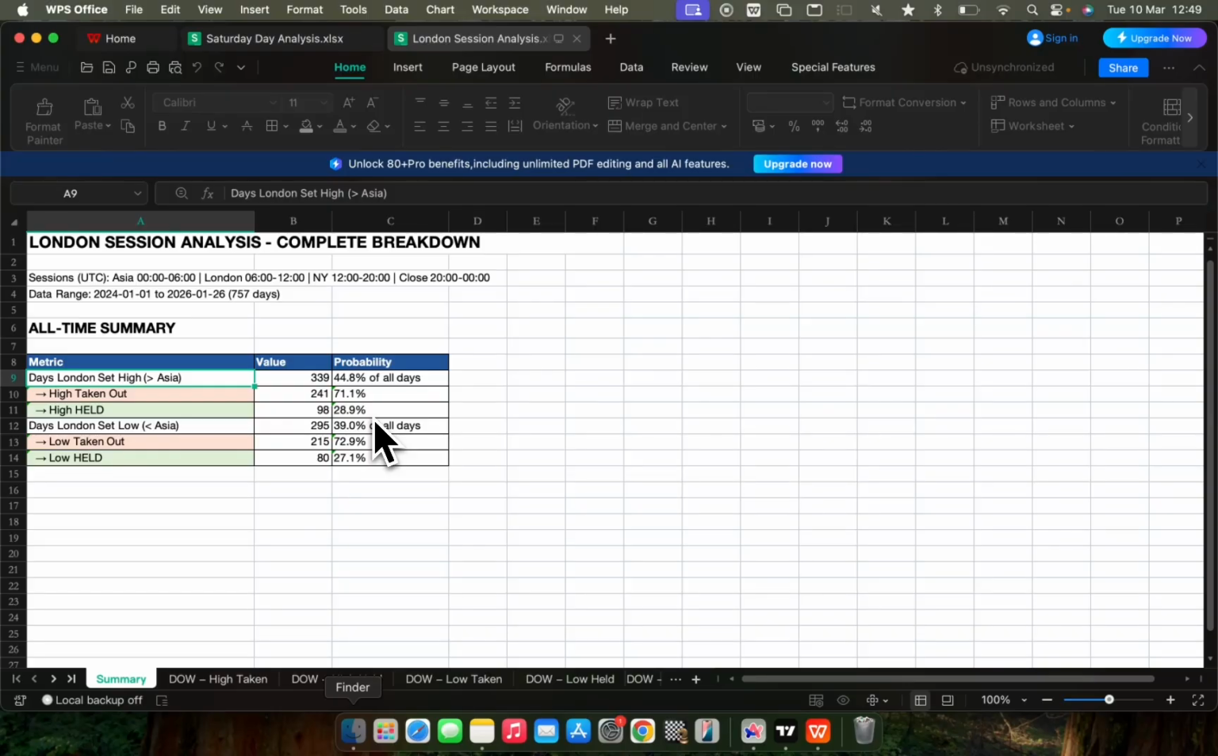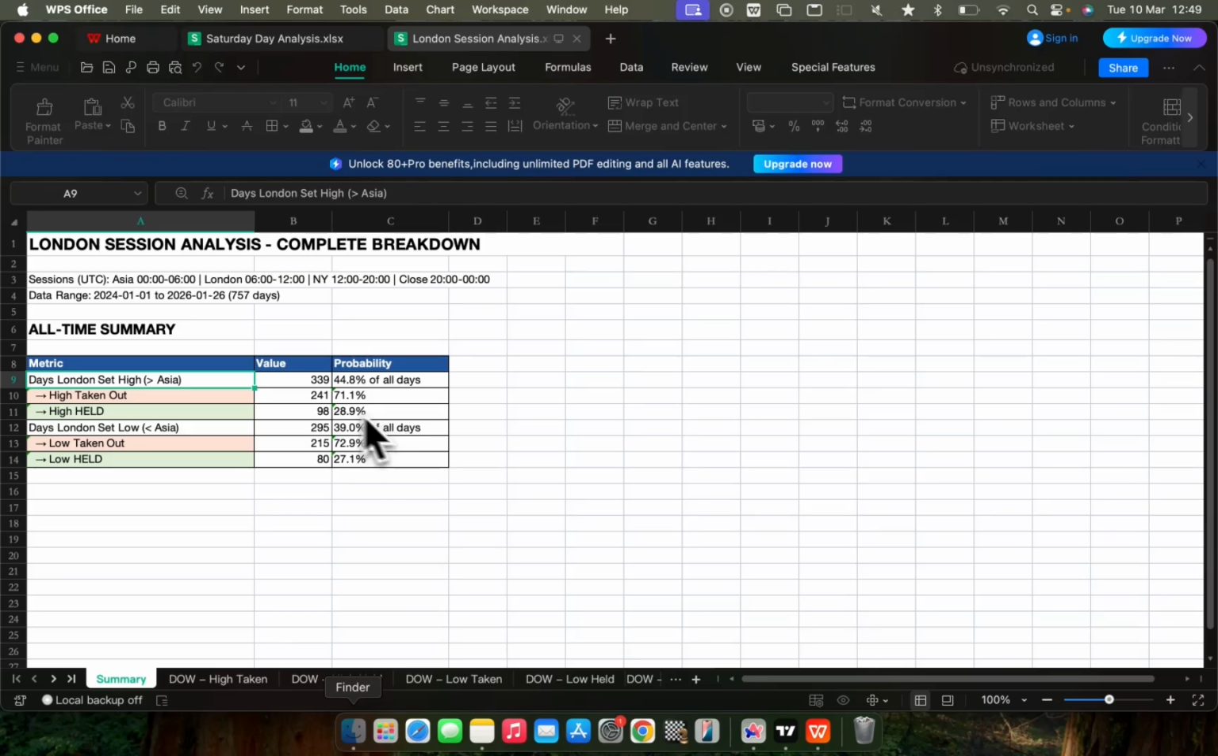If London sets in a current daily high, there's a 71% chance. Anything above 50% is an edge in the market. So imagine having a 70% chance of something happening that day. That gives you an edge you want to use. Then the days where the high held was 98 days out of 339. That is London puts in the daily high and it was able to hold that high to the end of that trading session for the day. That's just 28%, which is a very, very low chance.